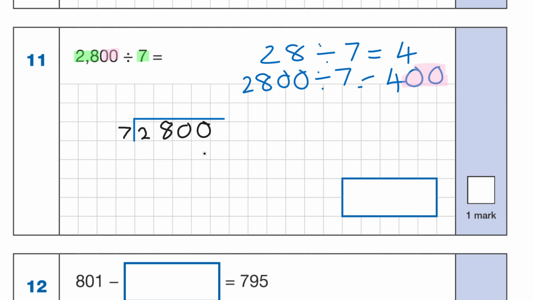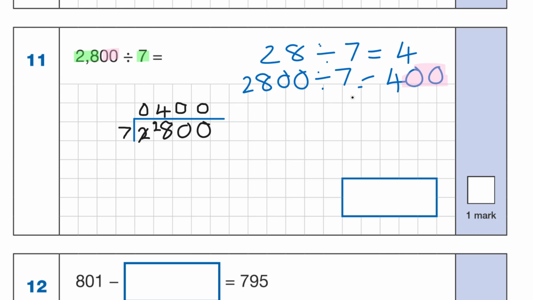If you need to use your short division method, 7 doesn't go into 2, we then carry the 2 over. 7 into 28 goes 4 times. 7 into 0 doesn't go. 7 into 0 doesn't go.